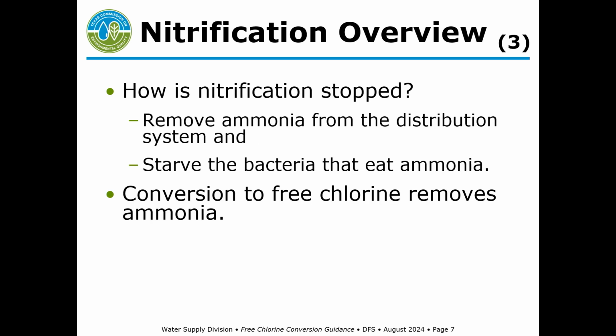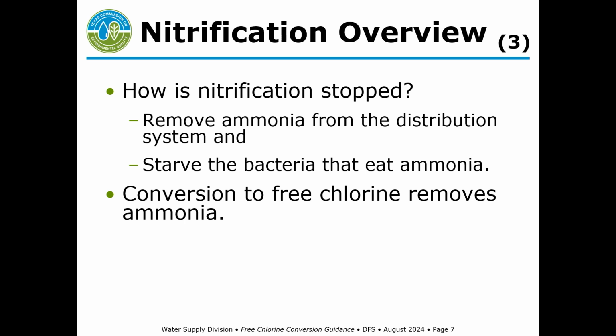So how do you stop nitrification? The way you do it is you remove ammonia from the system, and that starves the bacteria that are using the ammonia as a food source. Out in distribution, you're always going to have some biofilm where these bacteria live, and you're not really trying to kill them with the free chlorine, you're just taking away the ammonia and starving them. So when you do this conversion to free chlorine, that removes all the ammonia from your distribution system.